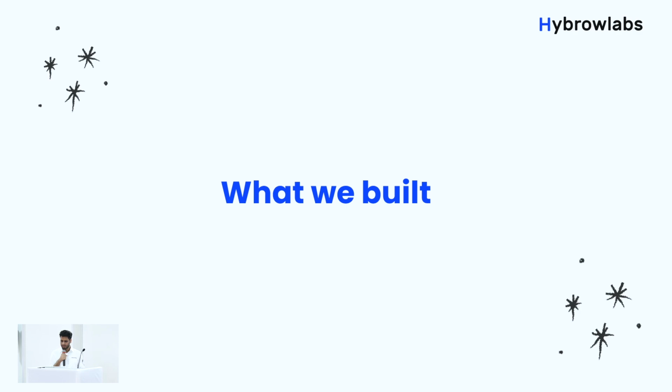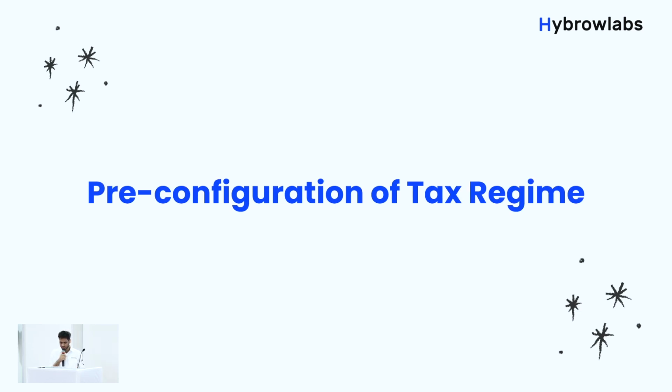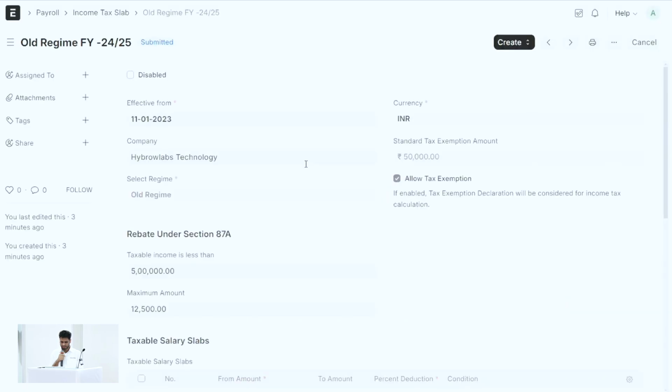So this is about what we built, what is in the application. We started with the bare bones basic, which is the tax configuration. When you had to do tax configuration, you had to research all the tax regimes that are there, what the tax slabs are, and configure it by yourself. That's not ideal. A payroll system should come up with the standard tax configuration by itself. So we have pre-configuration for both old and new regimes. So this is for the old regime.